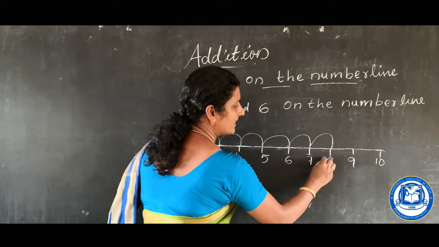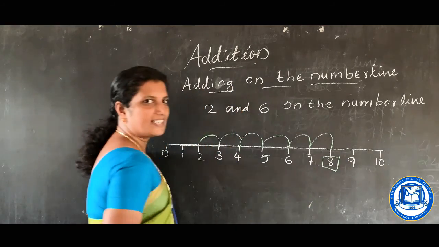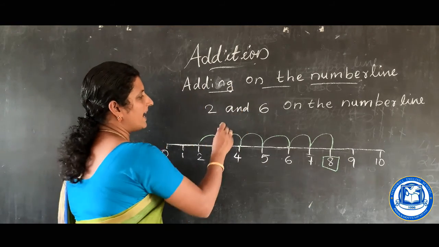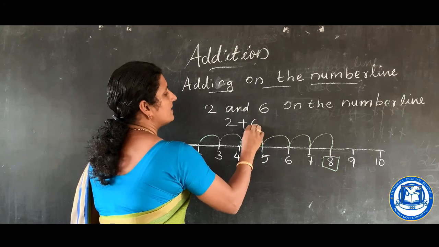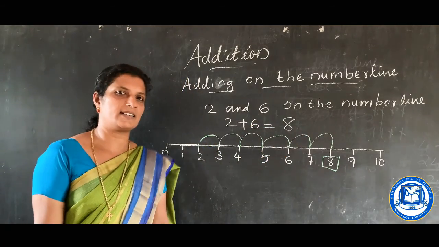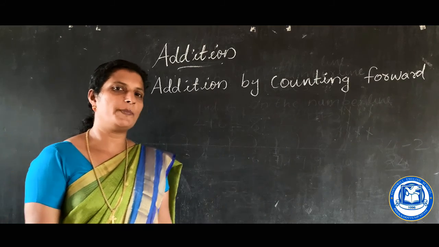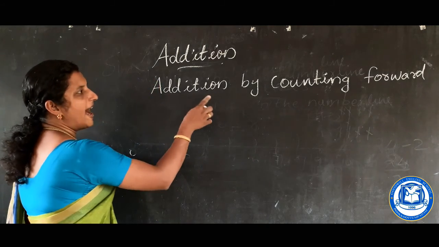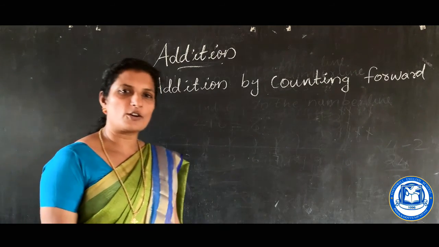Okay, we got the answer, 8. We got the answer: 2 plus 6 equals 8. Okay, this is the answer. Okay, children, come back to the next topic. We have to do adding by counting forward.